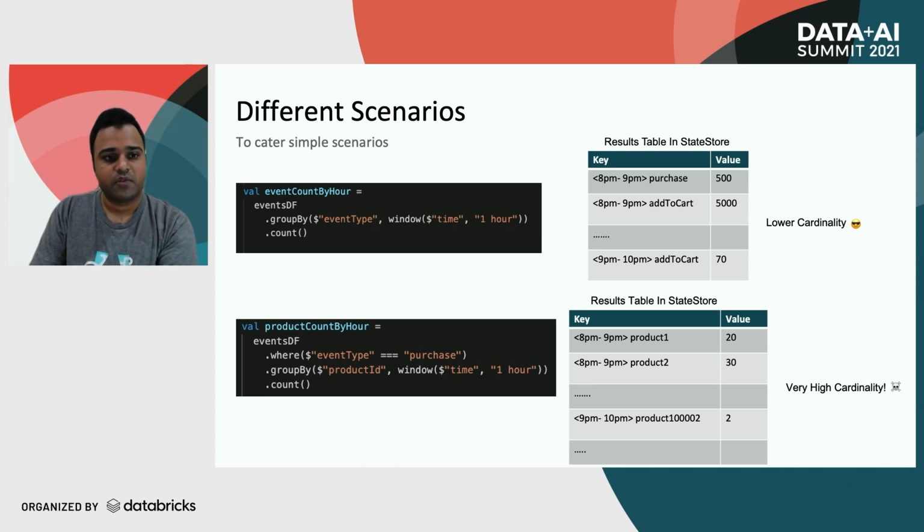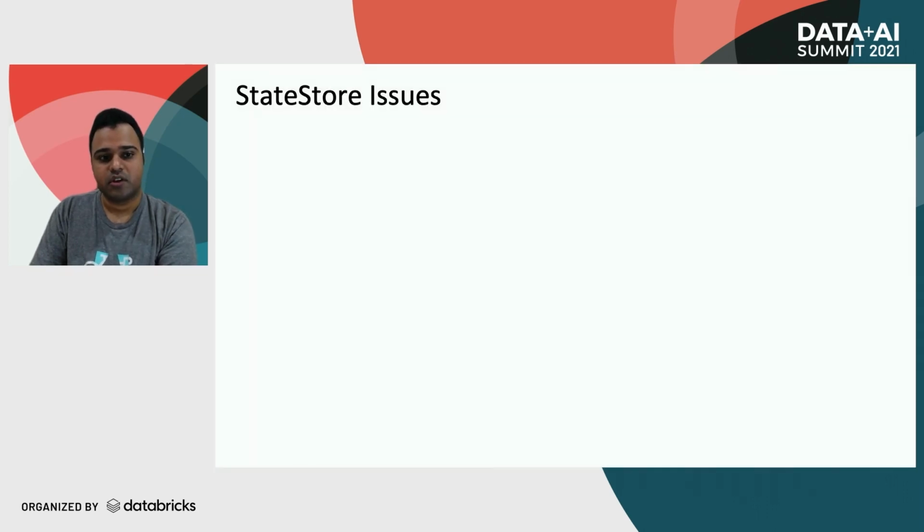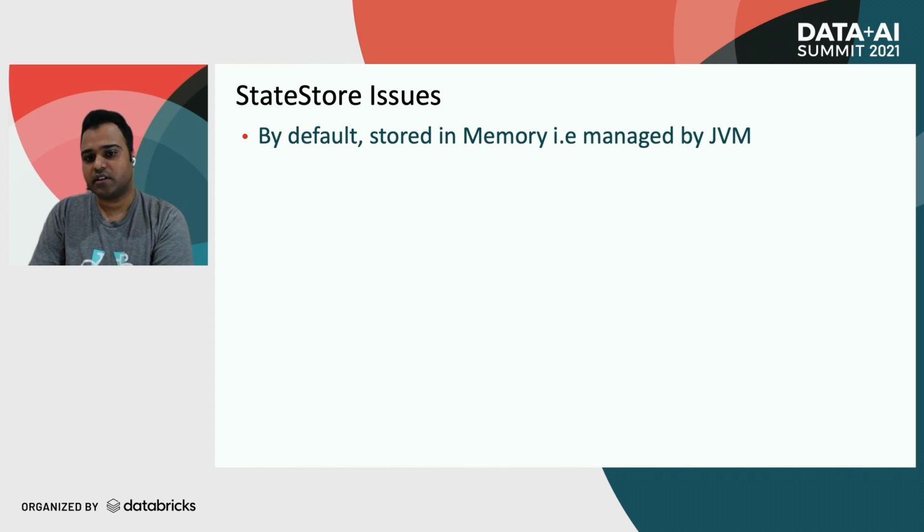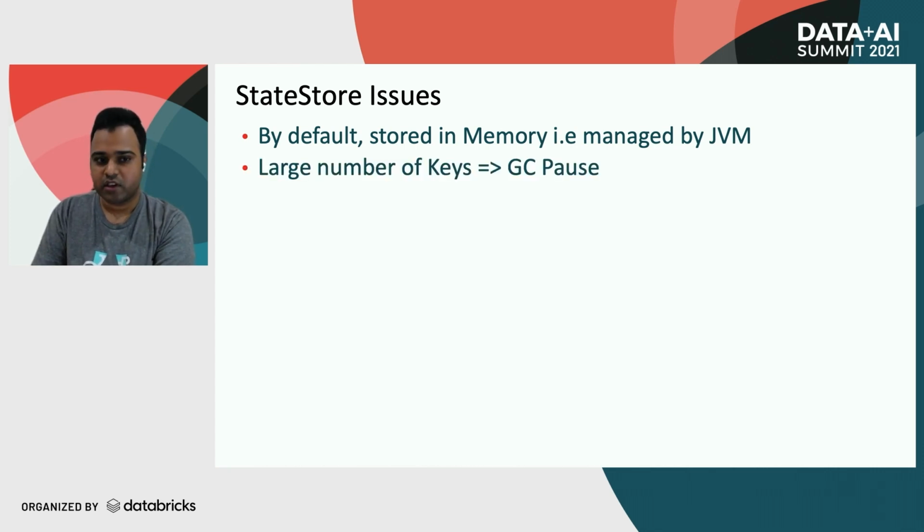So the state store issues mainly come from the fact that by default, they're stored in memory, that is, they're managed by the JVM. Because of the HDFS state store, this is one of the biggest issues with them. A large number of keys in the state store, obviously, is going to cause a GC pause.